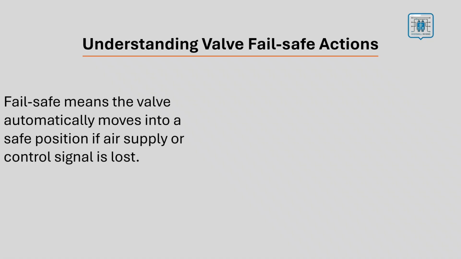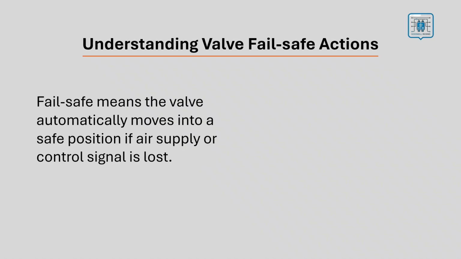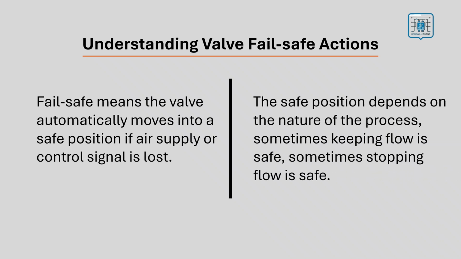A valve's fail-safe action refers to what the valve does automatically when it loses its air supply or control signal. In other words, if something goes wrong, like power failure or a signal loss, the valve moves to a safe position by itself. That safe position depends on the process, and in some systems, it means keeping the flow running is safest, and in others, completely stopping the flow prevents accidents or damage.